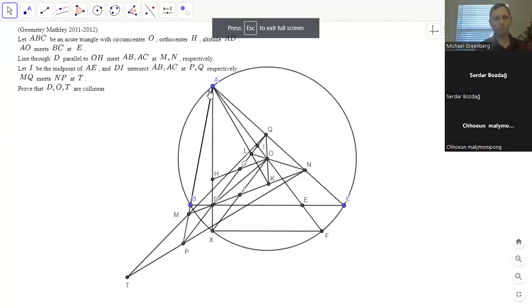So, yeah, we have a triangle ABC. We draw O and H. And then basically we draw the parallel. So I added in some points here. If you want, here's kind of what it looked like originally. We just draw a parallel through D to OH, and it meets at M and N.